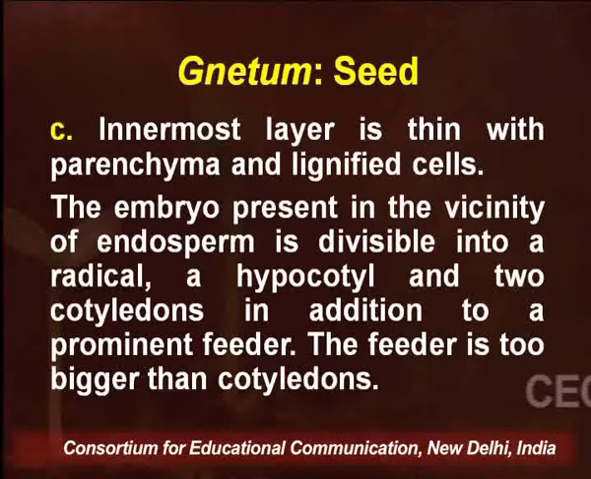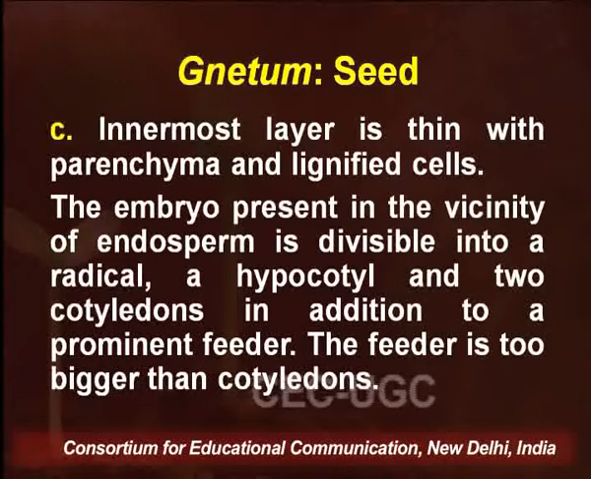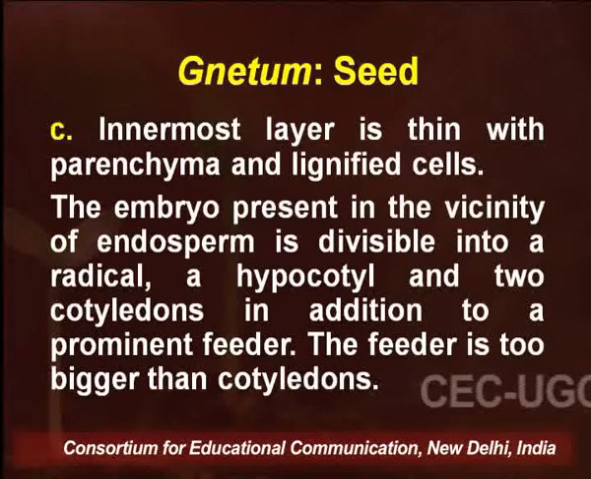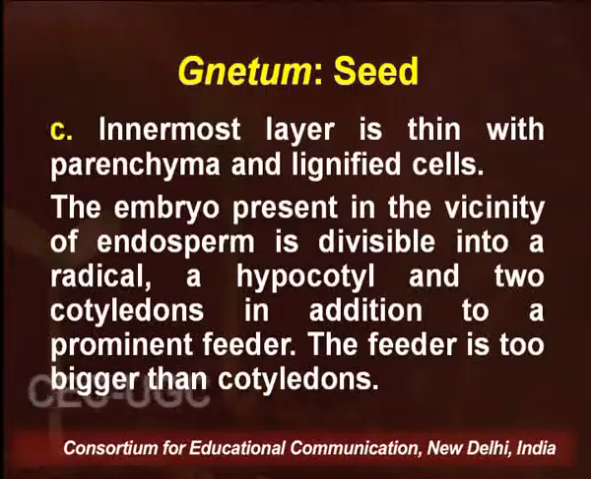The embryo present in the vicinity of the endosperm is divisible into a radicle, hypocotyl and two cotyledons, in addition to a prominent feeder. The feeder is bigger than the cotyledons. There is always a time lag between seed shedding and seed germination. In the case of Gnetum gnemon, seeds are shed in April and germinate in the month of September, whereas in Gnetum ula they take one year also to germinate. The germination is always epigeal.